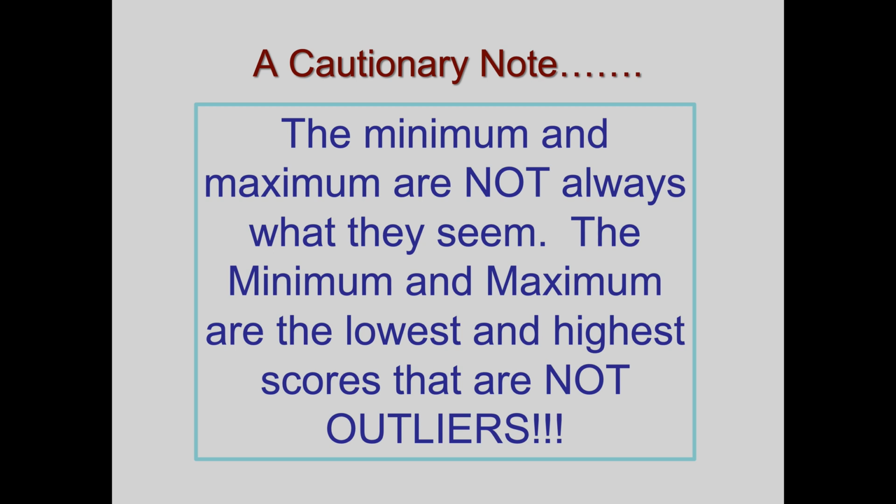We begin, we're going to talk about box plots in this particular video, and I just want to begin with a cautionary note. The cautionary note is this: the minimum and the maximum are not always what they seem. The minimum and the maximum, yes, I get the idea: minimum, lowest, maximum, highest, but it's not always that simple, or it is only that simple when there are not outliers. When there are outliers, that changes just a little bit. Show you what I mean.